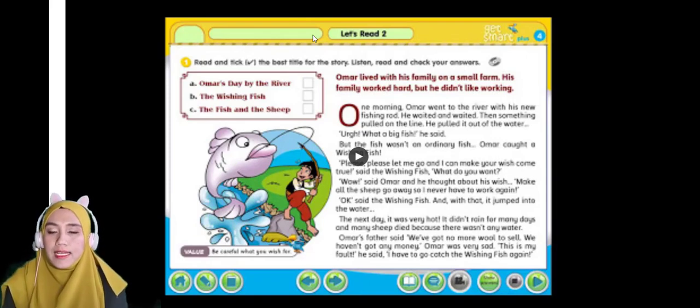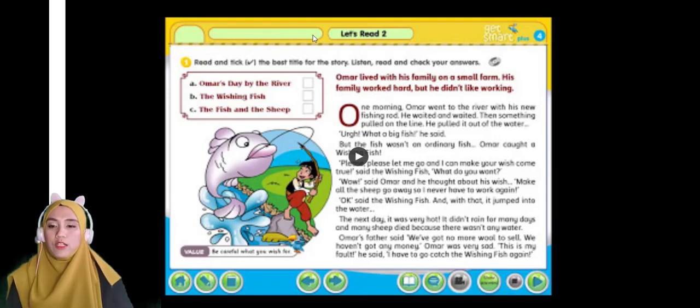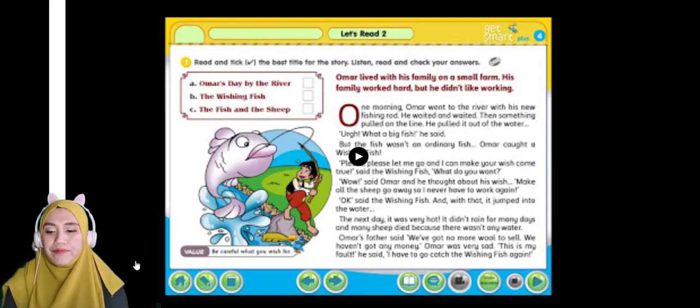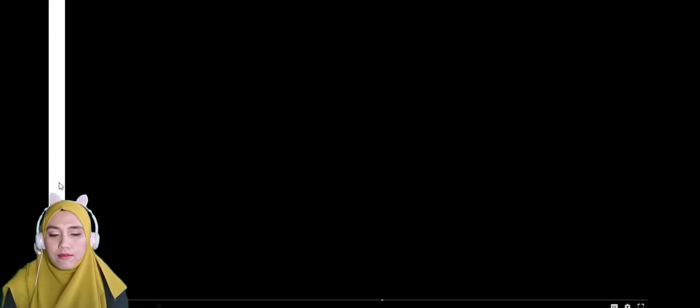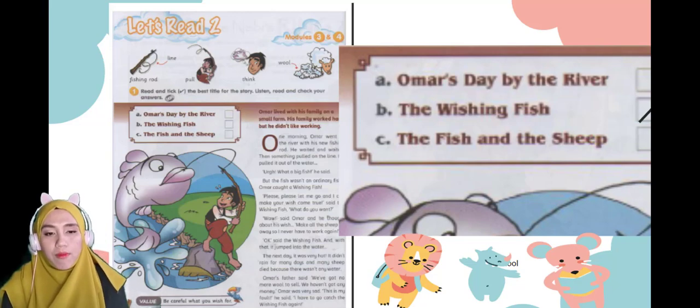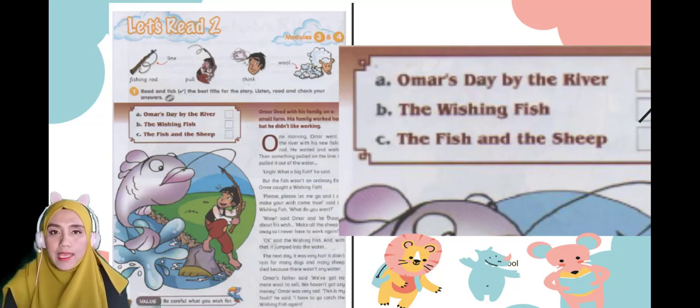Okay, so out of these three, which one do you think is the best title for this story? Is it A, Omar's Day by the River, B, The Wishing Fish, or C, The Fish and the Sheep?